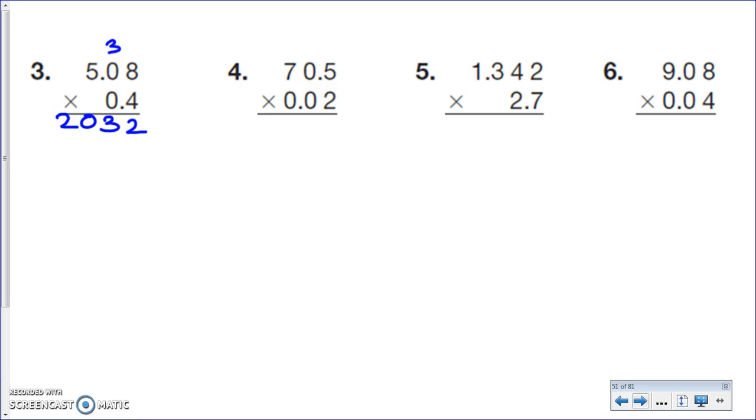Now we need to look at it. We have 2 decimal places in the first factor, 1 in the second. So we should have 3 in our answer, which means the decimal should go right after the first 2.